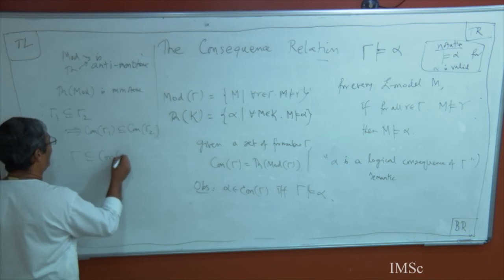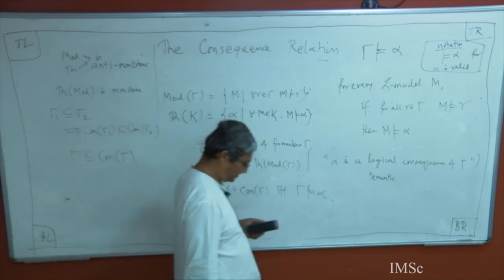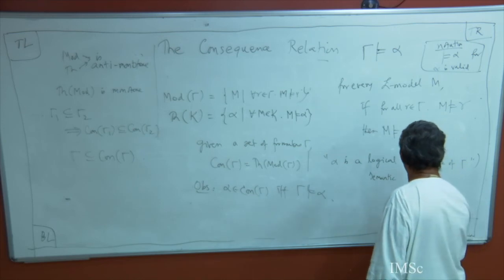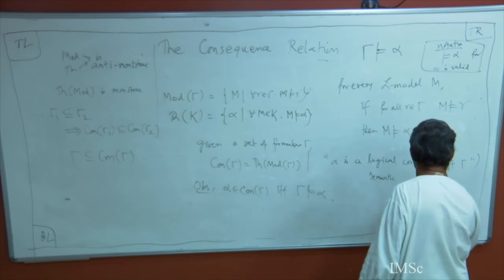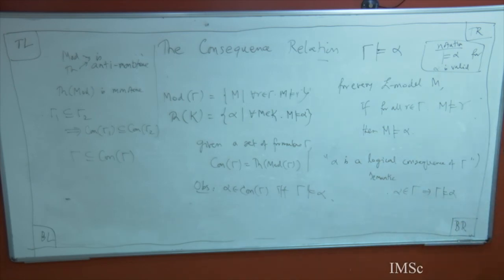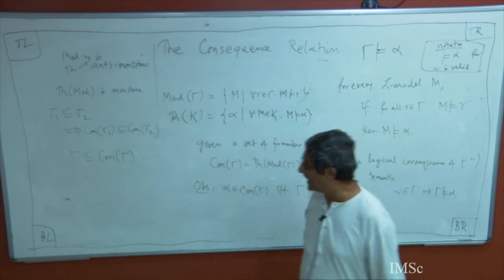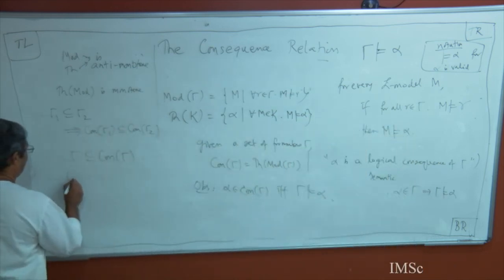Gamma is always contained in Con(gamma). It should be easy to see that gamma is always contained in Con(gamma). Why? Well, if alpha belongs to gamma, check the definition, right? Suppose alpha belongs to gamma. Take any model M. If it makes all of gamma true, well, alpha is in particular sitting there, therefore model M makes alpha true as well. That's all that you are using, and this says that gamma is contained in Con(gamma), and then it should be easy to see.